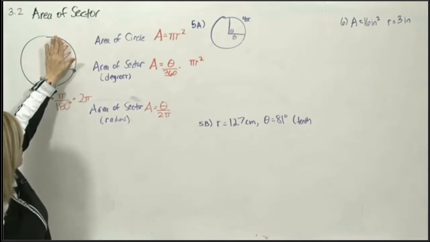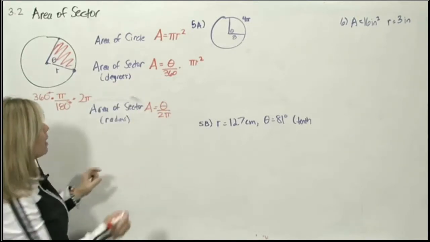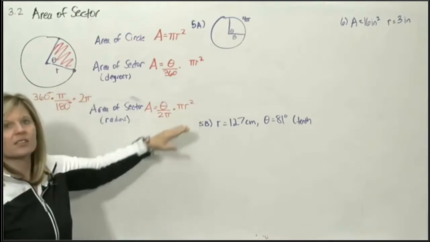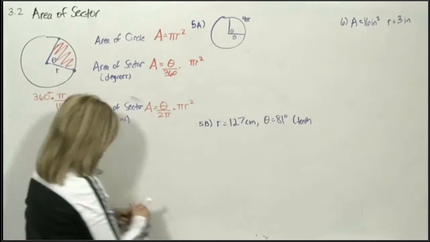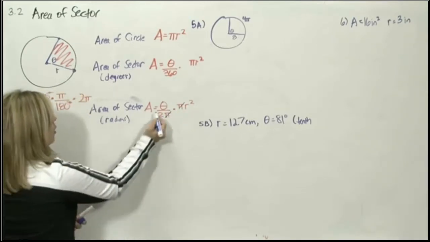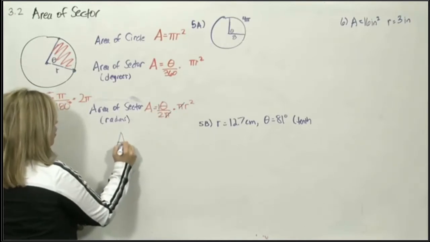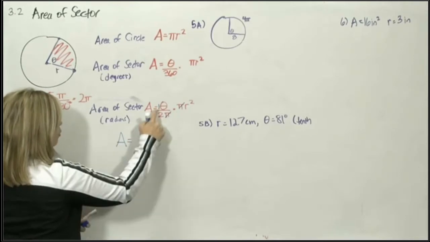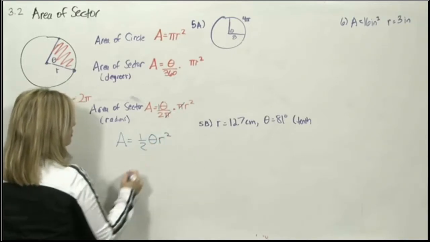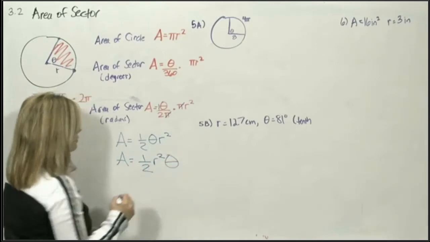This angle is part of the circle. Part of the circle was 360 degrees in geometry. Part of the circle is 2 pi radians. And if I multiply that by pi r squared, we can now simplify this algebraically. Because look what happens. This pi in the numerator and this pi in the denominator will cancel. This is theta divided by 2. There's an invisible 1 in front of this. So this formula is written, area of a sector is 1/2 theta r squared. Or we can rewrite that as 1/2 r squared theta.